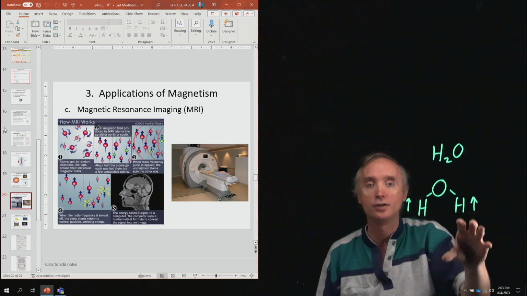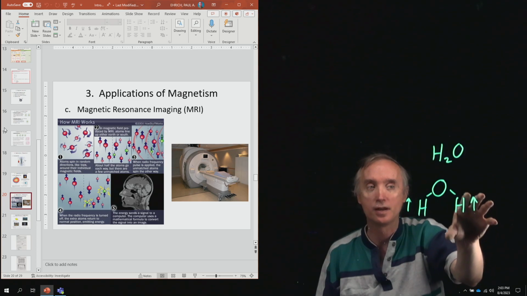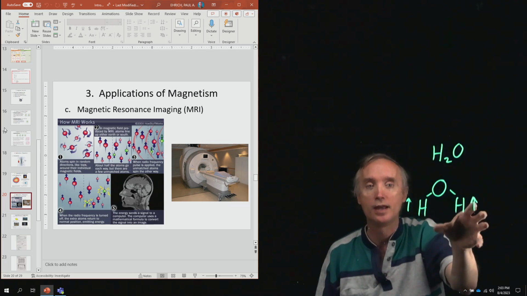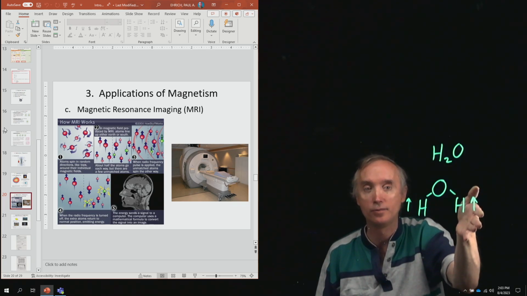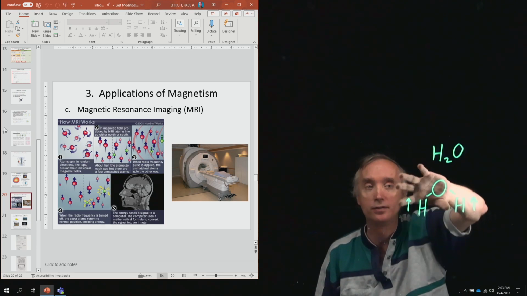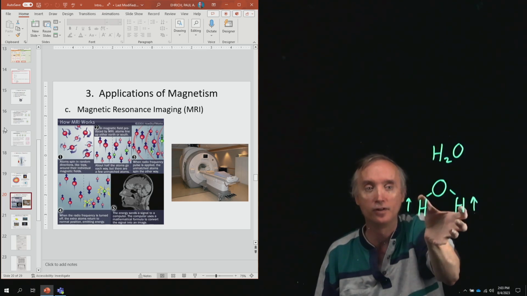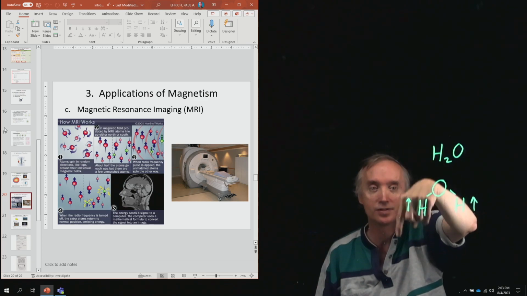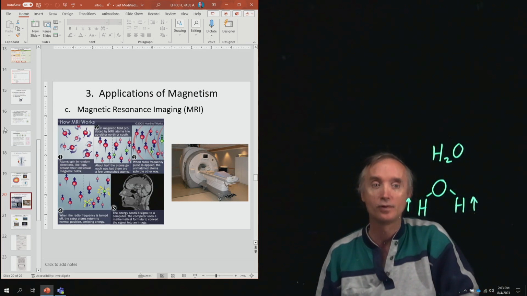So if you have a subject that has water in them, and you subject them to a magnetic field, then those hydrogens are going to flip so that they're pointing in the same direction as the magnetic field. So we need something else.